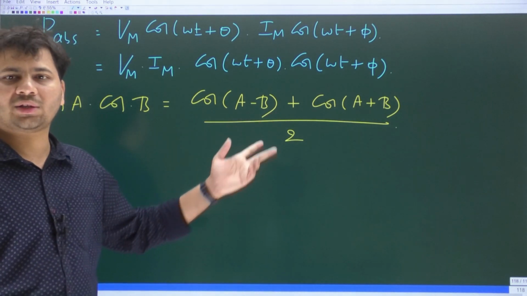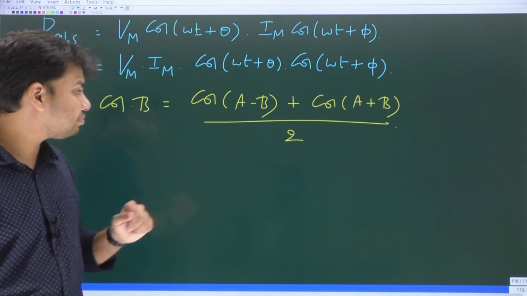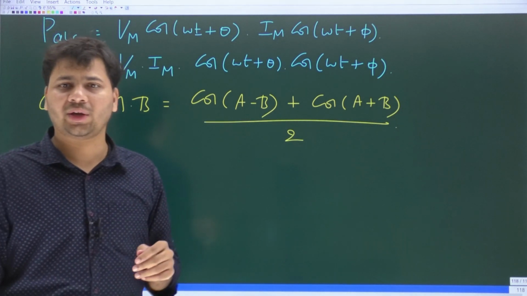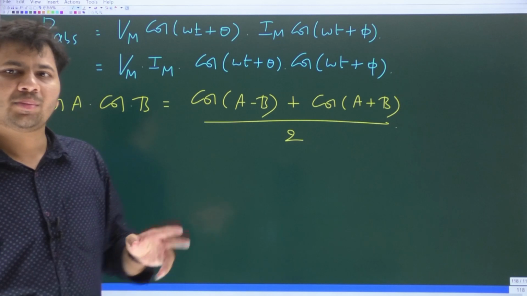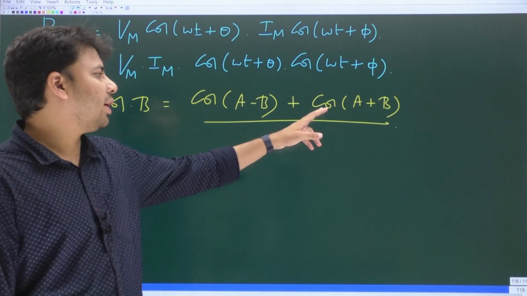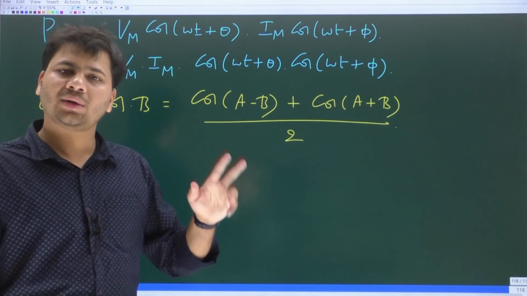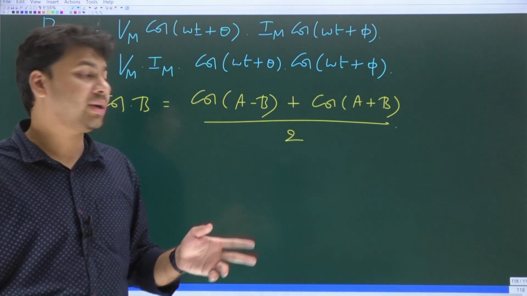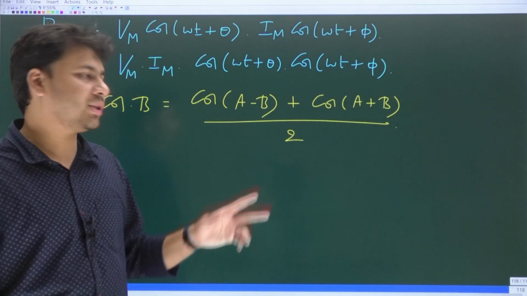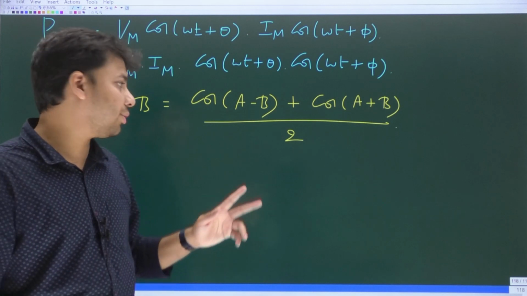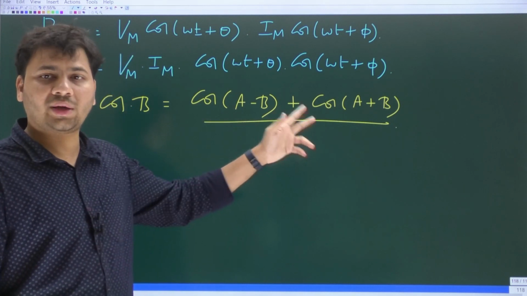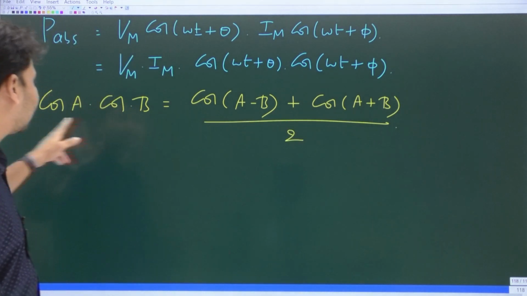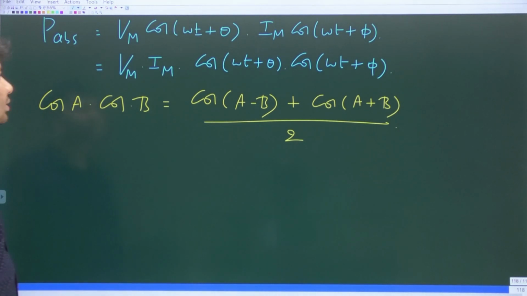Because cos of A minus B is what? Cos A cos B plus sin A sin B. And then cos of A plus B is the same, cos A cos B minus sin A sin B. That sin A sin B will get cancelled out. You will have 2 cos A cos B divided by 2, which is equal to cos A cos B. That's all.